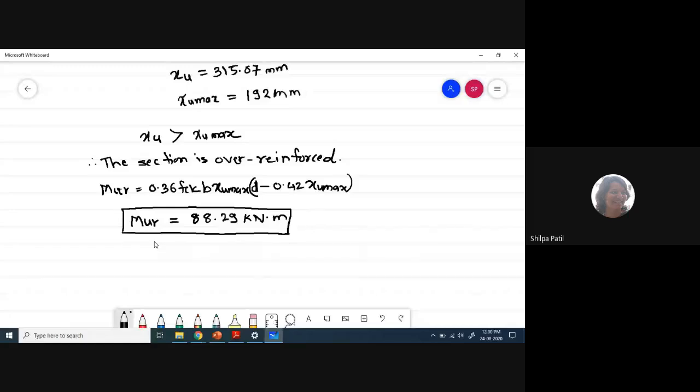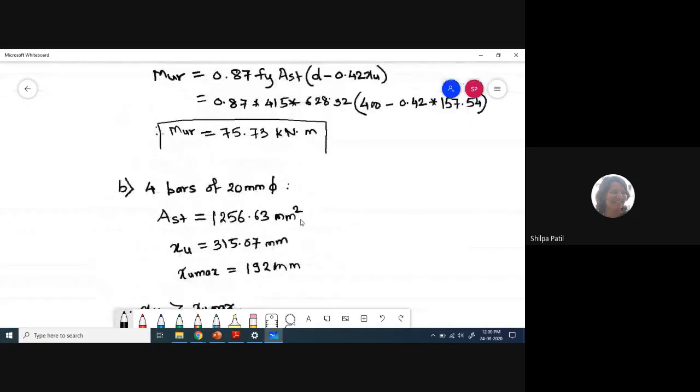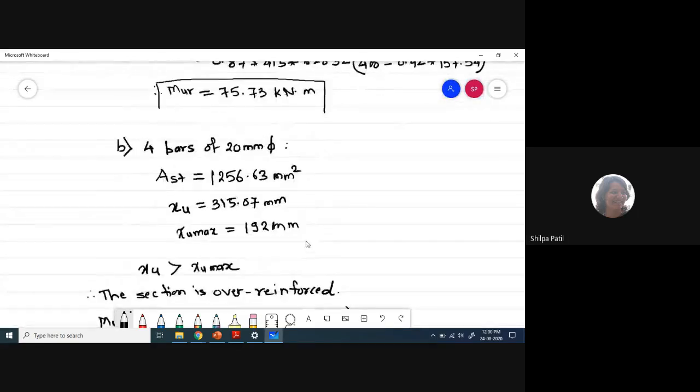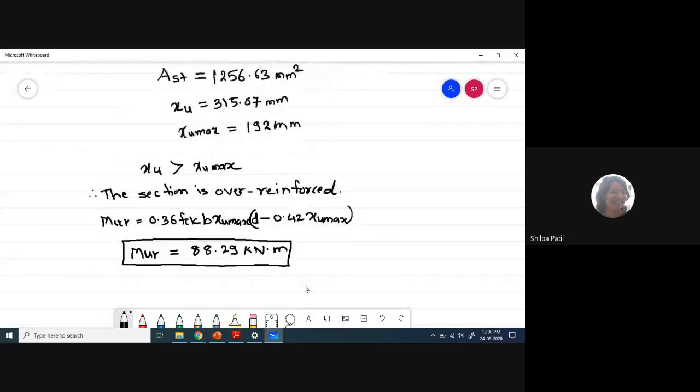of 20 mm diameter. So the MUR value is around 75 something, right? And for the second case, we have increased two more bars. So the MUR value has increased, 88.29. Is it clear how to find out the type of a section, and for that corresponding type of section, the moment of resistance of the section? Yes, ma'am.